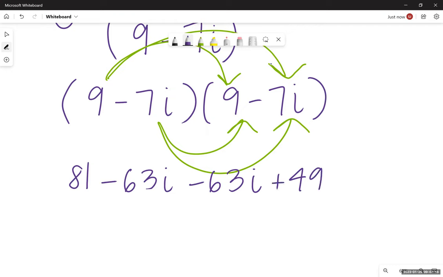And then right here, i times i, same thing as doing x times x, right? You end up just squaring them, or you end up adding their exponents. So i times i is going to be i squared. But what do we know about i squared, what does it actually equal, Maria?